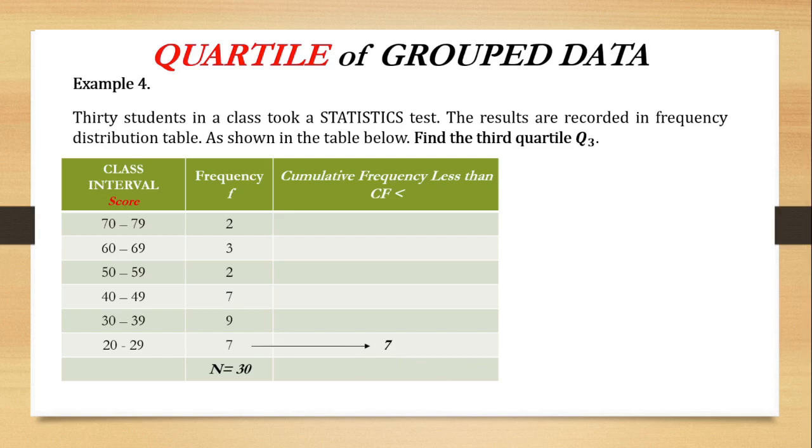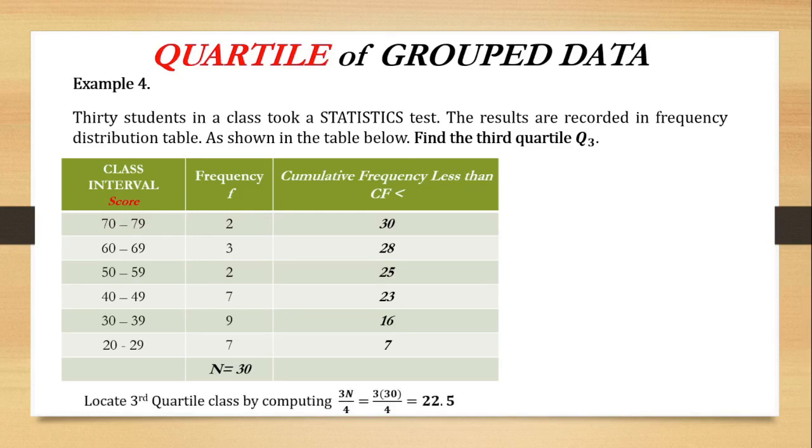To complete the column for the cumulative frequency less than, we are going to add 7 plus 9 gives 16, 16 plus 7, 23, plus 2, 25, 25 plus 3 gives us 28, 28 plus 2 gives us 30. So we already completed the column for the cumulative frequency less than.